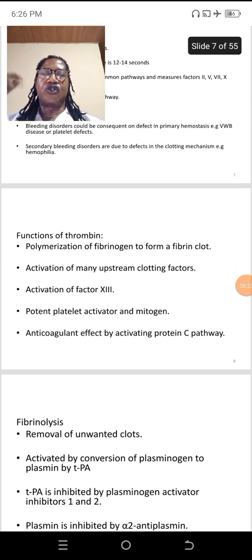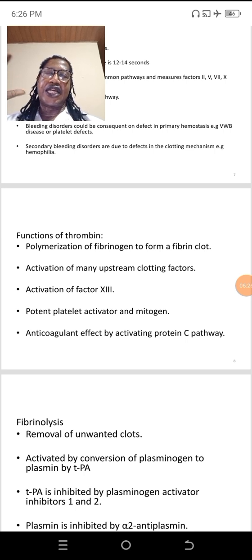So what are the functions of this thrombin that is generated following the activation of the clotting cascade? First, thrombin catalyzes the polymerization of fibrinogen to form a fibrin clot. Then, thrombin also leads to activation of many upstream clotting factors, leading to the generation of more thrombin. It also causes activation of factor 8. It is a potent platelet activator and mitogen, and then it has an anticoagulant effect by activating the protein C pathway.